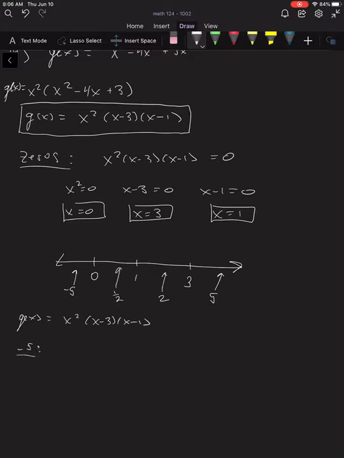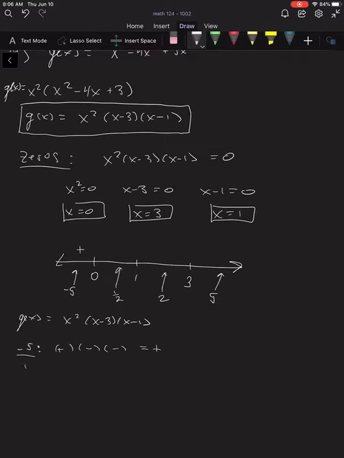So when we plug in minus 5, what do we get for g of x? Well, minus 5 squared is a positive number, so this first part is going to be positive. Then we would have minus 5 minus 3, which is a negative number, and minus 5 minus 1, which is a negative number. If you take a positive, a negative, and a negative and multiply them together, you get a positive number. So we're going to put a plus sign over here.